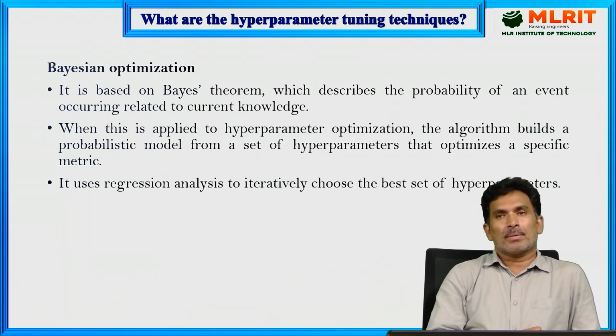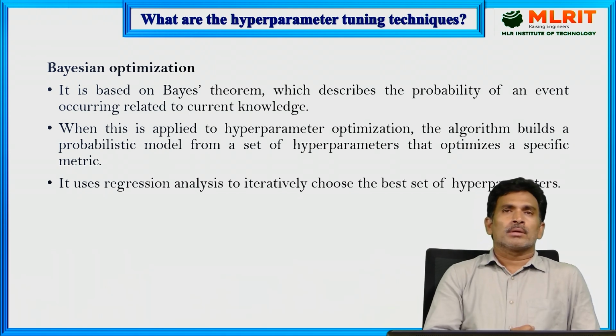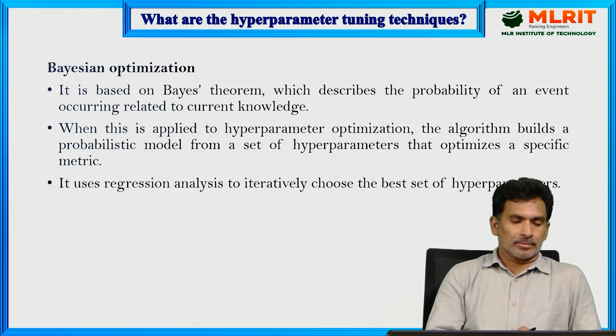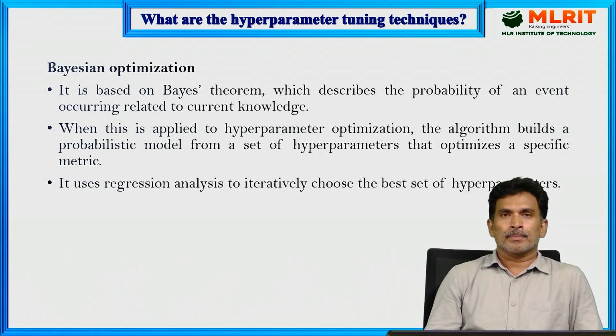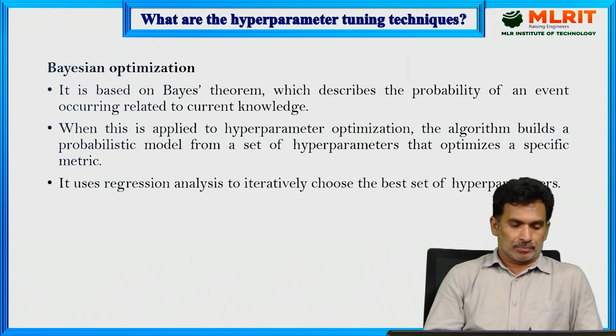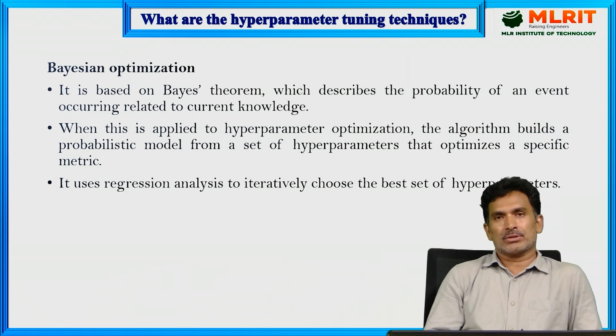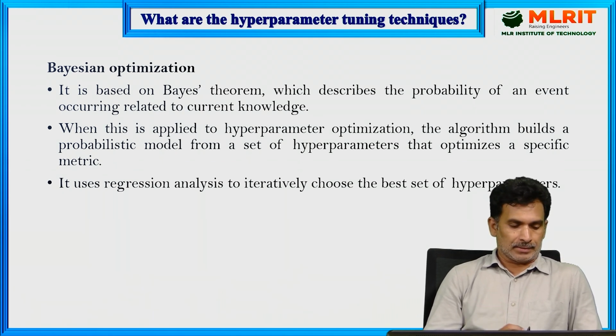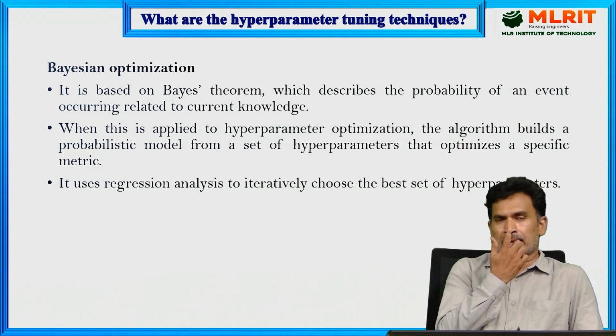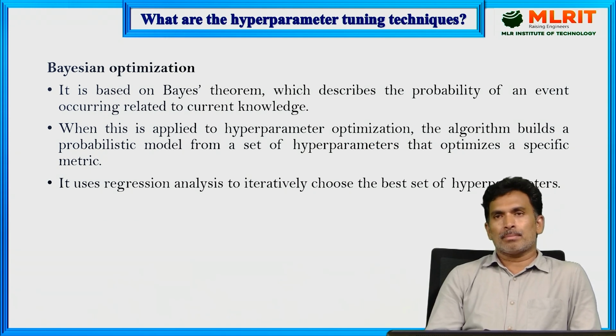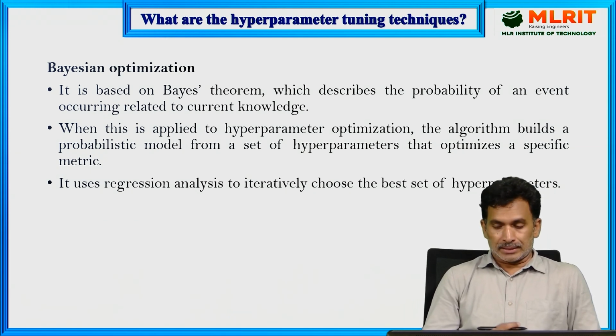Bayesian optimization is one of the hyperparameter tuning techniques. It is mainly based on Bayes' theorem, which describes the probability of an event occurring related to current knowledge. When this is applied to hyperparameter optimization, the algorithm builds a probabilistic model from a set of hyperparameters that optimizes a specific metric. It uses regression analysis to iteratively choose the best set of hyperparameters.